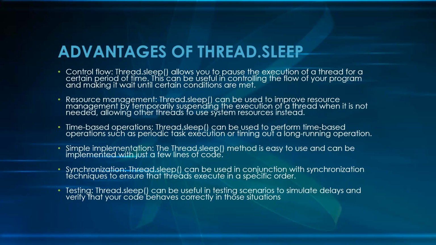Simple implementation: it is very simple and easy to use. Once you just type thread.sleep and put in the seconds you want, you are good to go. It's a method which is easy to use and can be implemented with just a few lines of code, unlike the other ones, like the fluent wait and the implicit wait. Another advantage is also synchronization. Thread.sleep can be used in conjunction with synchronization techniques to ensure that threads execute in a specific order. Testing: thread.sleep can be useful in testing scenarios to simulate delays and verify that your code behaves correctly in those situations.